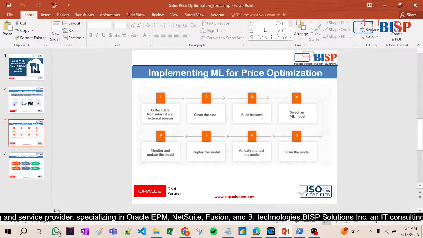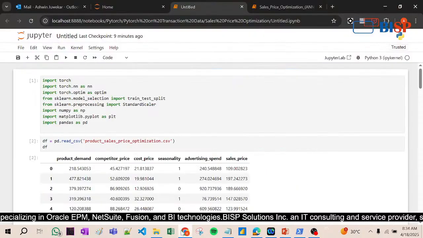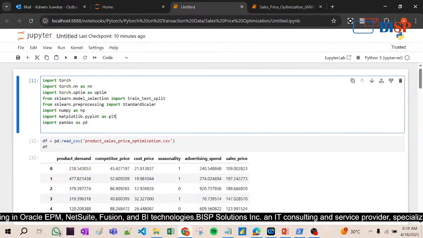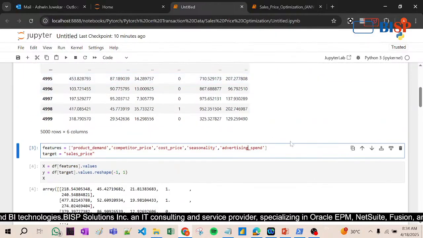Secondly, you know the ML machine learning price optimization process. This is the technical way of how machine learning works, and these are the benefits. Okay, so let's have a quick recap and then we will conclude this session. First of all, the libraries are included here. Secondly, you have to read the CSV that we have received from NetSuite, right? Third part is, as usual, separate the dependent variable in the Y variable and separate the independent variables in the X variable. These are the features also.